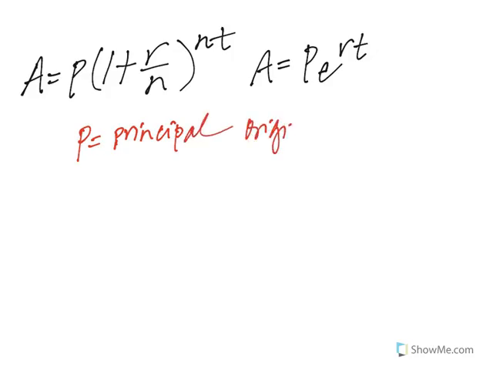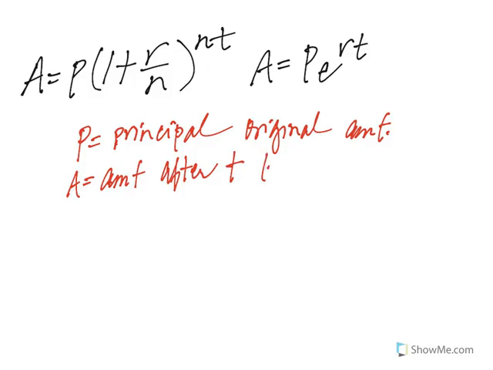This is the original amount. Let's see here. A, in both cases, is the amount in the account after t years.